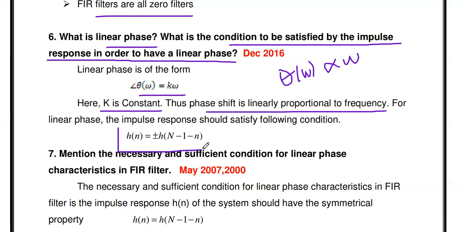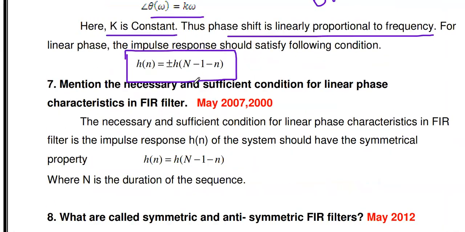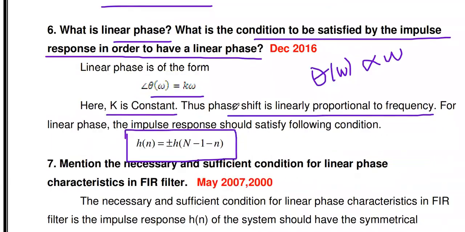It means the impulse response should satisfy this condition, that is h of n is equal to plus or minus h of capital N minus 1 minus n, where capital N is the order of the filter. If the impulse response h of n satisfies this condition, then the corresponding phase is linear phase. That type of filter is called a linear phase filter.